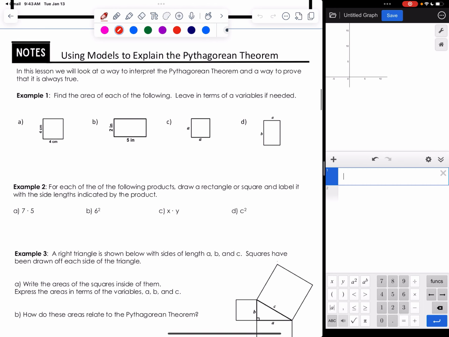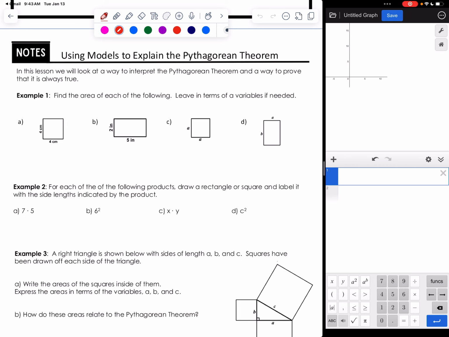In today's lesson, we will be using models to explain the Pythagorean Theorem and discover why a squared plus b squared is equal to c squared. Before we do, let's look at a little bit of review of models and finding area.